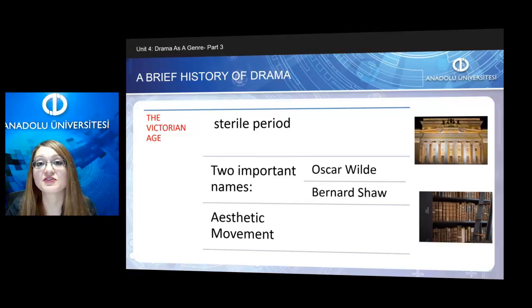However, we have two very important names during this period, Oscar Wilde and Bernard Shaw. Oscar Wilde is perhaps the person who initiated the rise of the aesthetic movement in England. Aesthetic movement can be summarized as art for art's sake.